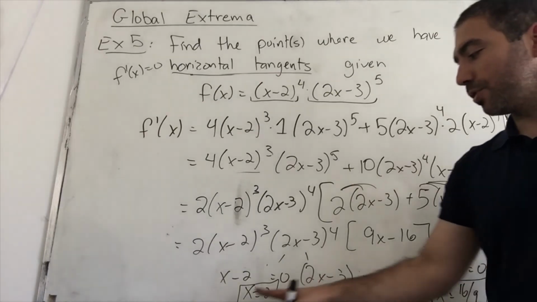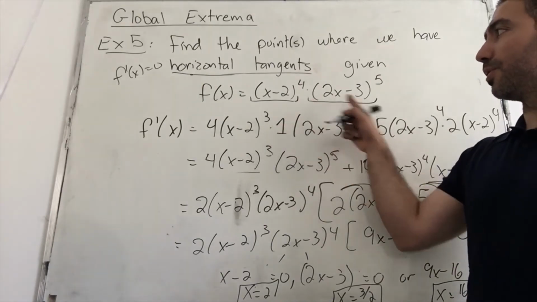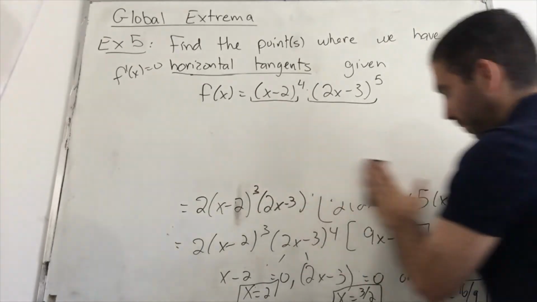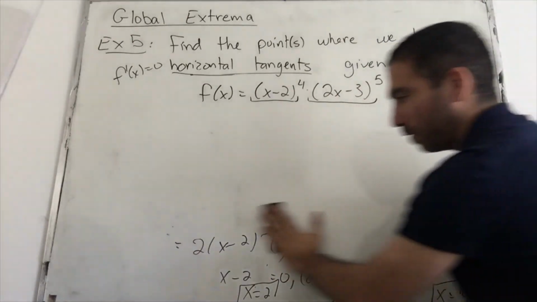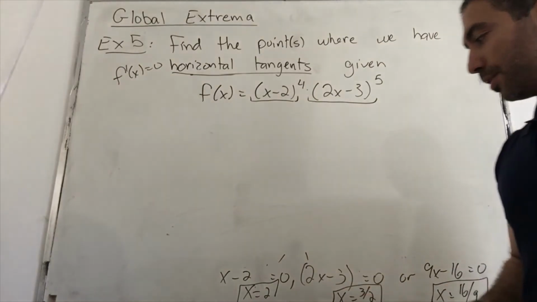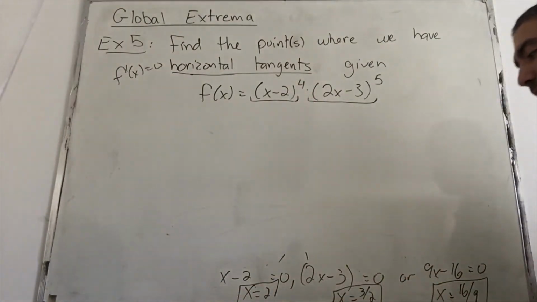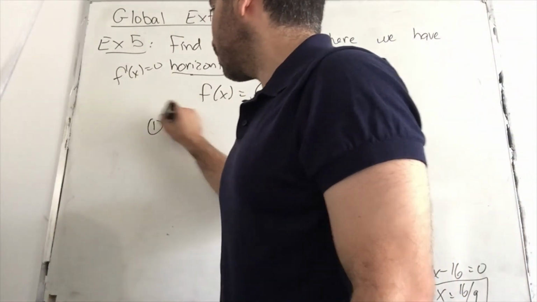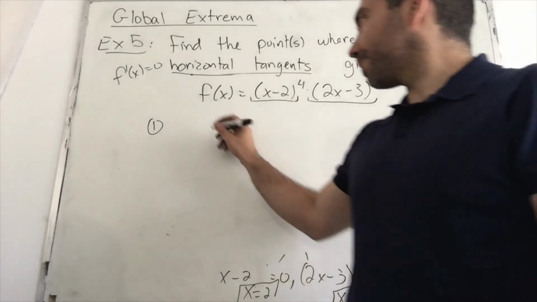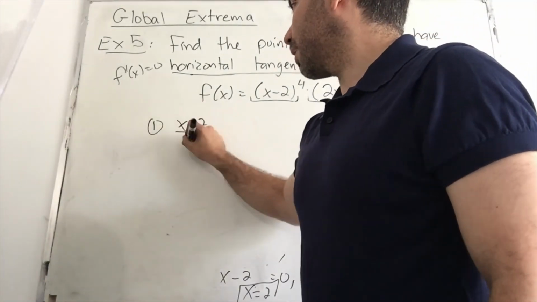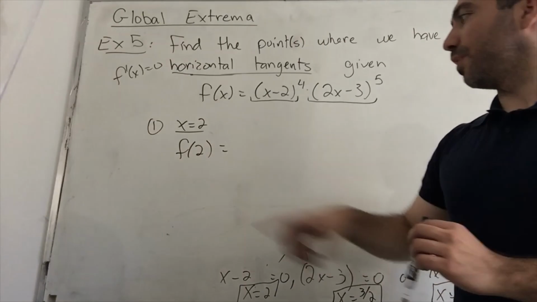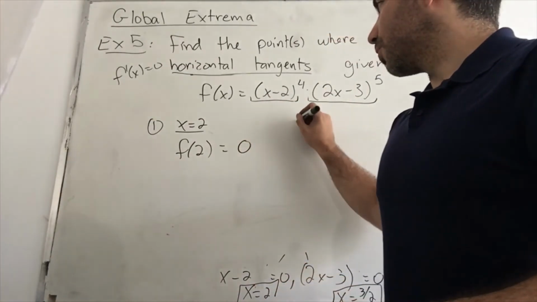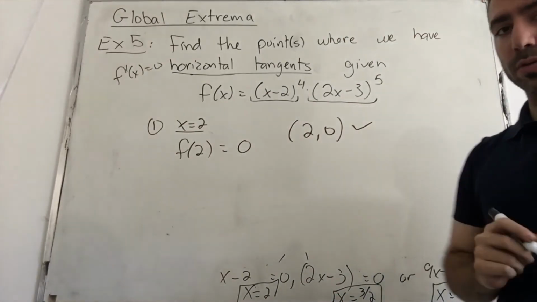And then the last step is just to substitute these values back into the original. Because again, it's asking for the points. If it was asking just for the x values where there's a horizontal tangent, then we're done. These are the 3 x values. But since it's asking the points, let's go ahead and find all the points. So the first one, we're looking at when x equals 2. When x equals 2, f of 2, right away, if we plug in 2 into the first thing, we get 2 minus 2, which is 0, so the whole thing is just 0. So the first point is 2 comma 0. That's where we have a horizontal tangent.